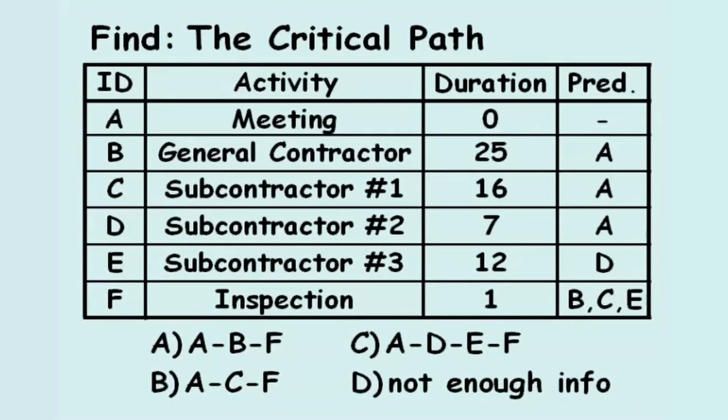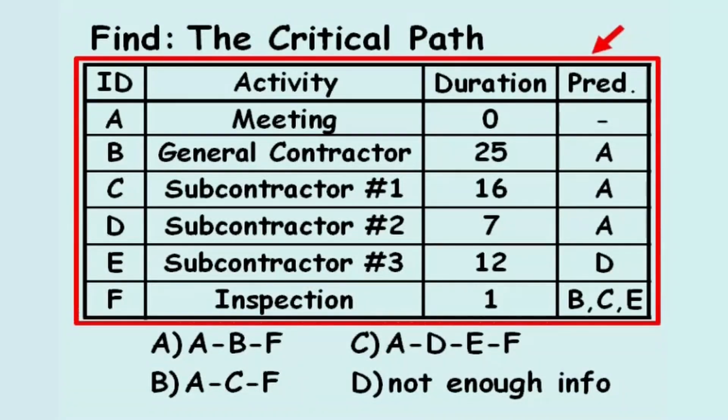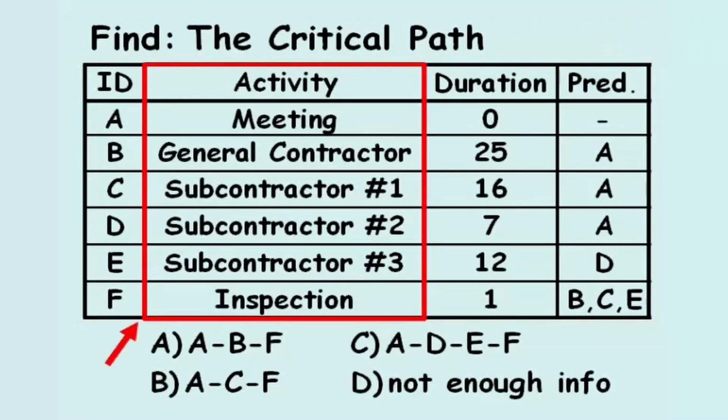Find the critical path. In this problem, an activity table provides a list of activities, which includes a kickoff meeting, work performed by the general contractor, and 3 subcontractors, all followed by an inspection. The table also lists the duration of time it takes each activity to be completed. Although the units are not provided, this duration may refer to days, weeks, or even months.